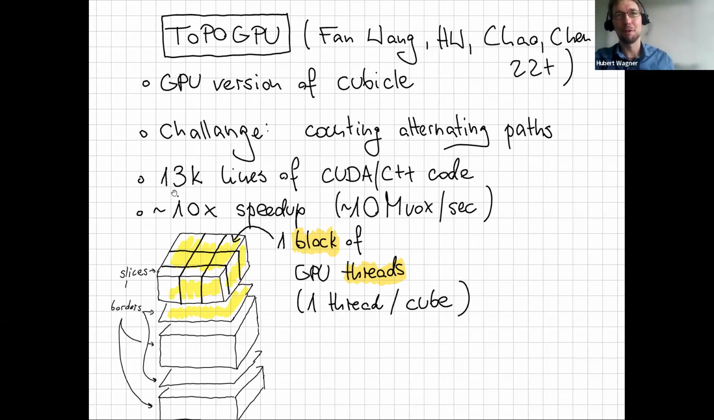But in the end, with a lot of effort on Fan's part, it took like 13,000 lines of CUDA code, and it was 3 years in development. In the end, it seems to work well. You typically get up to like 10 times speedup compared to Cubical. So with this, you can get something like 10 megavoxels per second throughput. So this would be the newest improvement using GPUs.